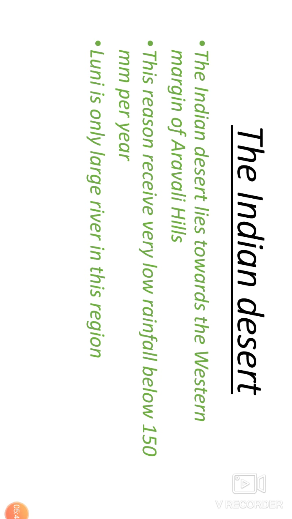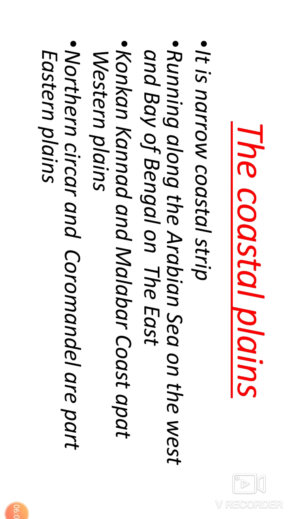Then see the Indian desert. The Indian desert lies towards the western margin of the Aravalli Hills. This region receives very low rainfall, below 150 mm per year. Luni is the largest river of this region, and here you can see a picture of Rajasthan where women are going. Then see the last, the coastal plains.